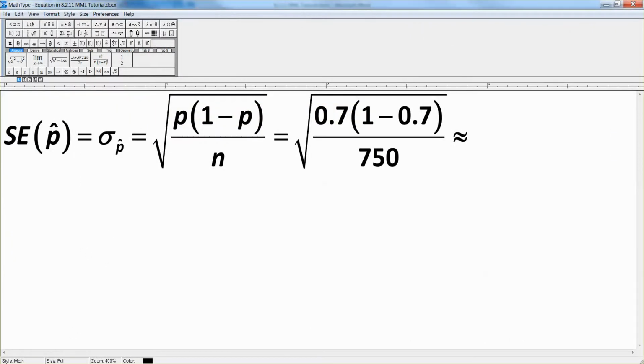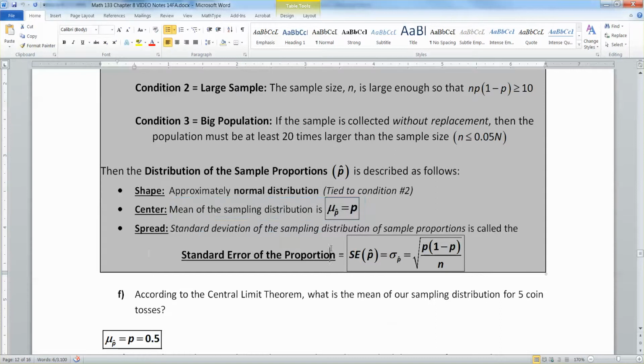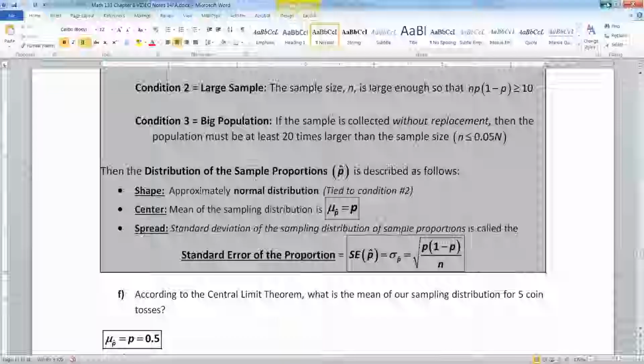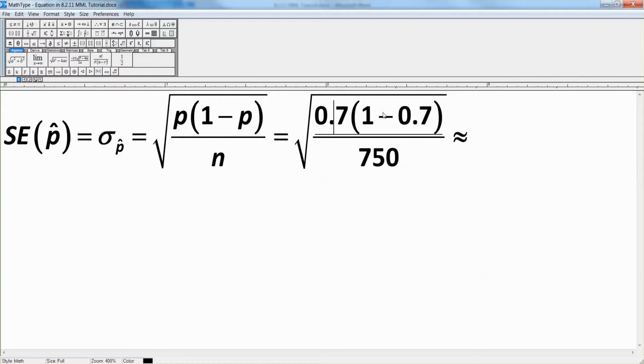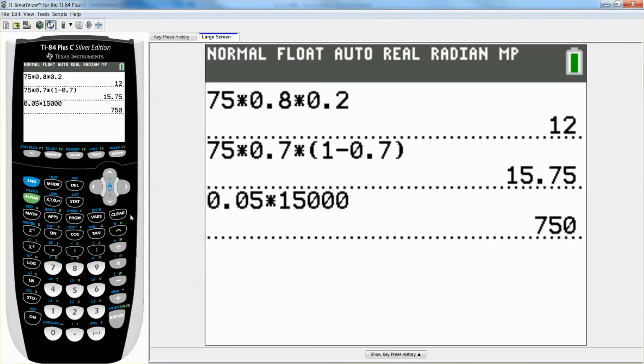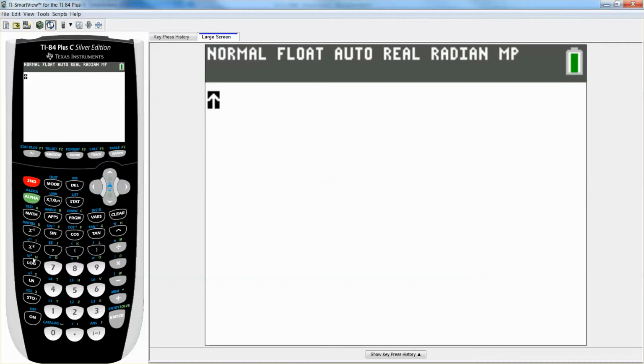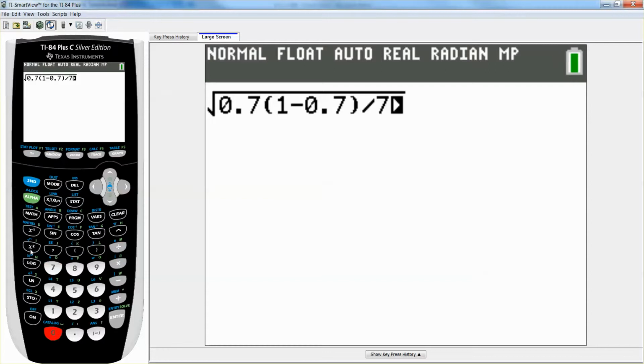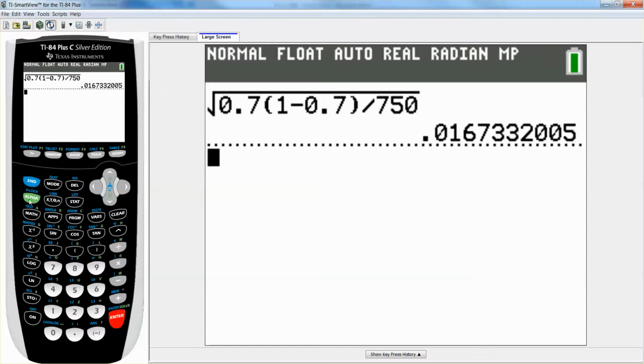The formula for it comes right from the notes. It's the standard error of p hat, which is sigma p hat, which is the square root of p times 1 minus p over n. So I need 0.7 times 1 minus 0.7 over n, which was 750. Now there's a couple ways you can do this. You can just do square root 0.7 parentheses 1 minus 0.7, close your parentheses, divided by 750. That works. Or if you can do it in your head, 0.7 times 0.3, because 1 minus 0.7 is 0.3.